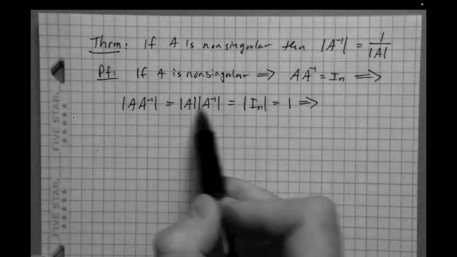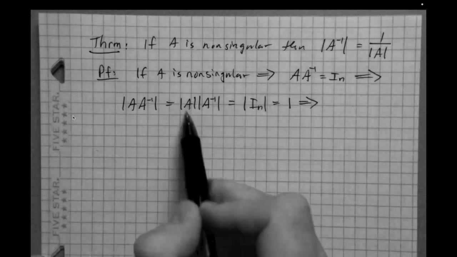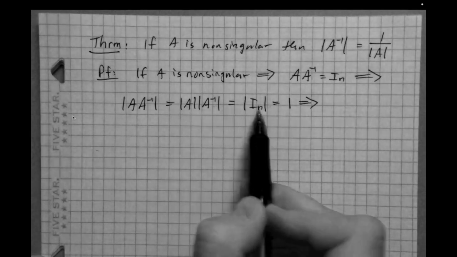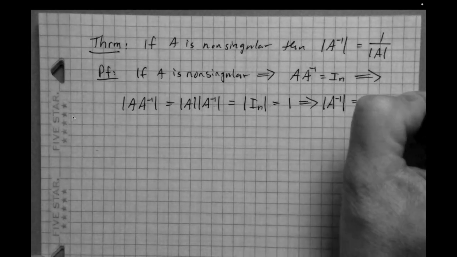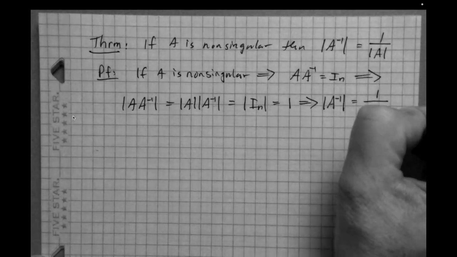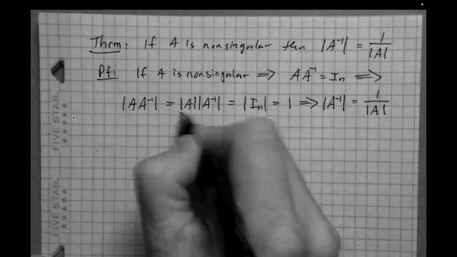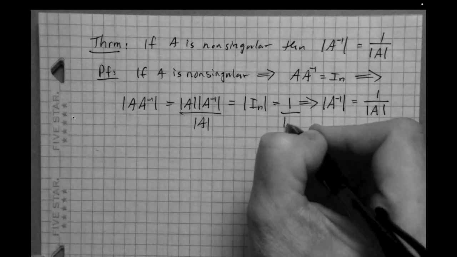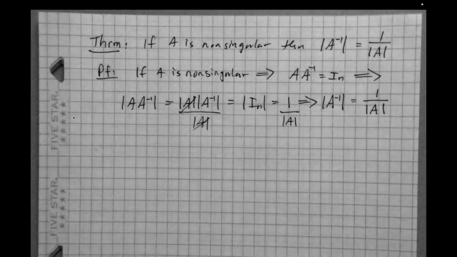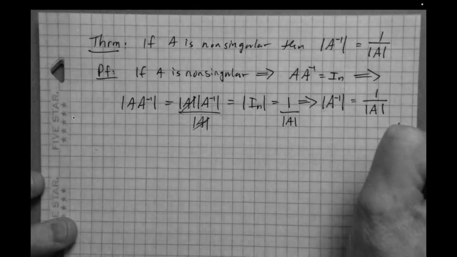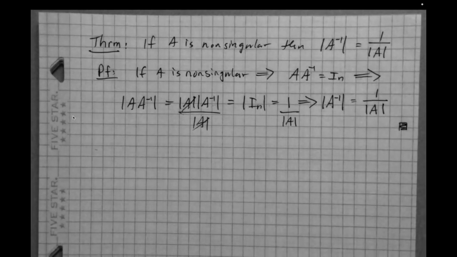Okay, and so this is going to basically give you what you need here. These are real numbers, right? They're just numbers. So I can divide by the determinant of A. And so what I get is that the determinant of A inverse is equal to 1 over the determinant of A, right? So there, that's where that comes from. So very simple proof, but very, very nice result, clean result.